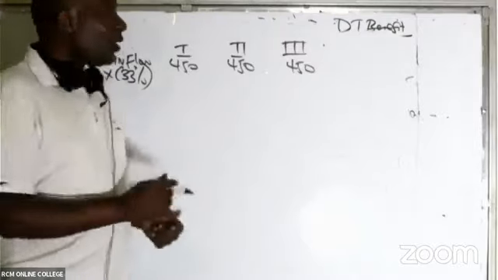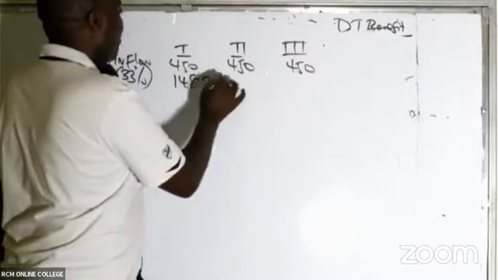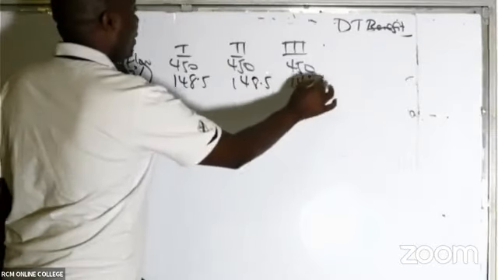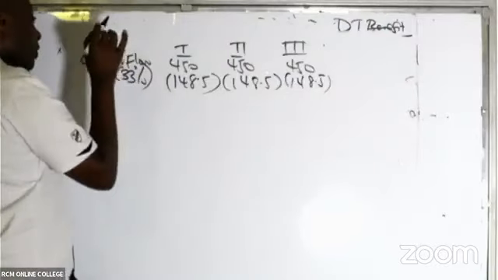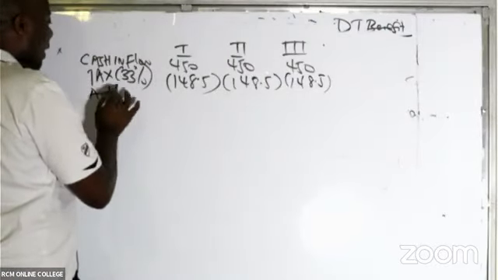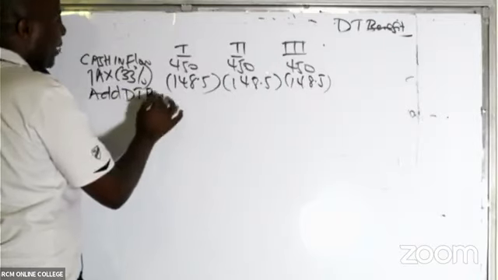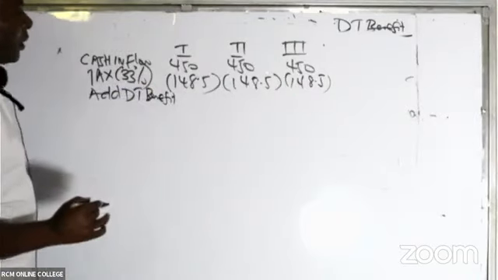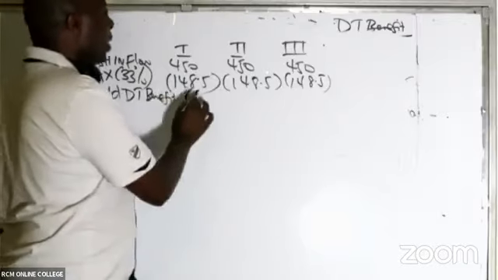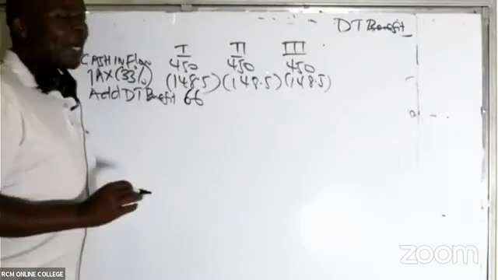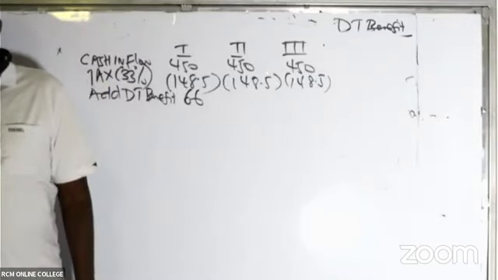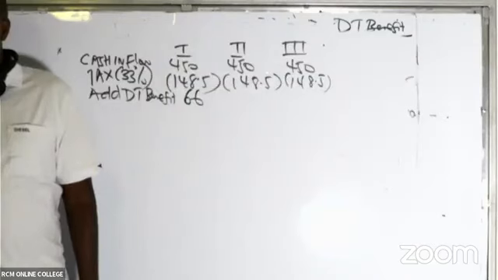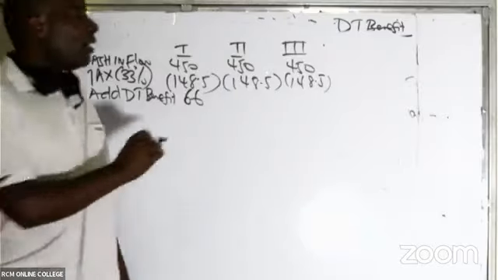148.5, 148.5, 148.5, deduct. Here we add back what we call the depreciation tax shield. So you add depreciation tax benefit or shield, whichever name works for you. The first one I remember very well was 66. The second one I cannot remember. The second one was coming to how much? 49.5, from Alex Ogega.